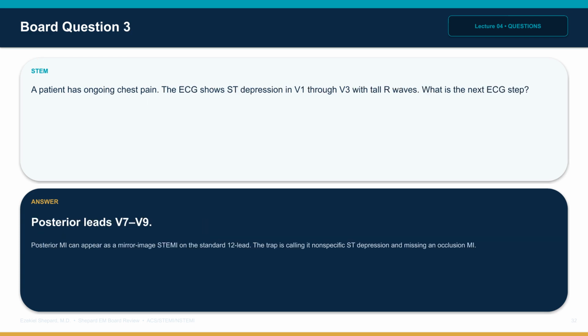Question 3. A patient has ongoing chest pain. The ECG shows ST depression in V1 through V3 with tall R waves. What is the next ECG step? The answer is posterior leads V7 through V9. Posterior MI can appear as a mirror image STEMI on the standard 12-lead ECG. The trap is calling it non-specific ST depression and missing an occlusion.